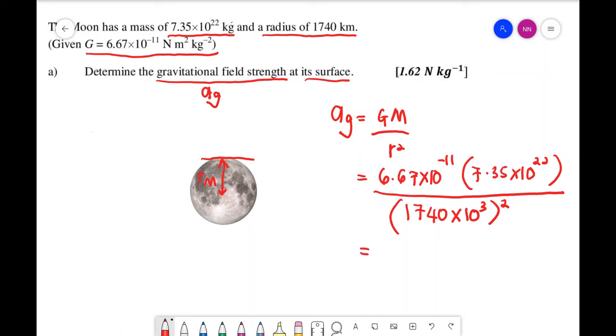So kita akan dapat answer 6.67 times 10 to the power of negative 11 times 7.35 times 10 to the power of 22, divide with 1740 times 10 to the power of 3 squared. So the answer is 1.62, and the unit is ms negative 2. Okay, so this is gravitational field strength on moon surface. Okay, at moon surface.